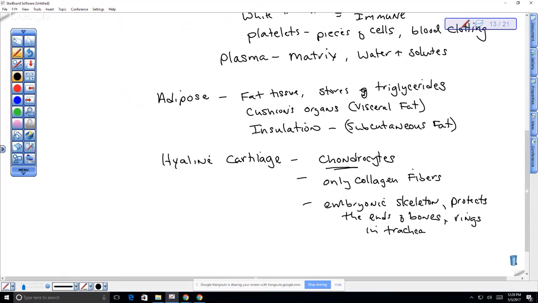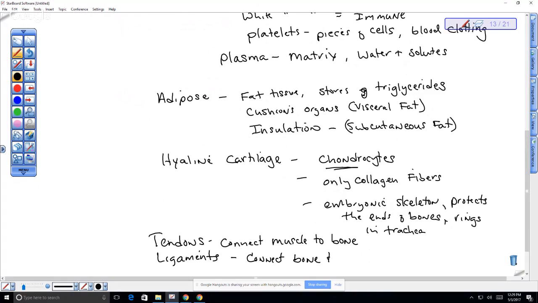Okay, we also have tendons and ligaments. So tendons function to connect muscle to bone. So when the muscles contract, they can move the bone. And then we also have ligaments. And ligaments help to stabilize joints because they connect bone to bone.